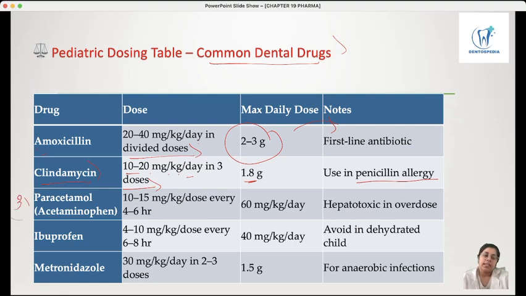So third is the analgesic paracetamol, acetaminophen, 10 to 15 mg per kg per dose every 4 to 6 hours. 60 mg per kg per day can be your maximum daily dose. Hepatotoxicity in overdose, we have learned it.